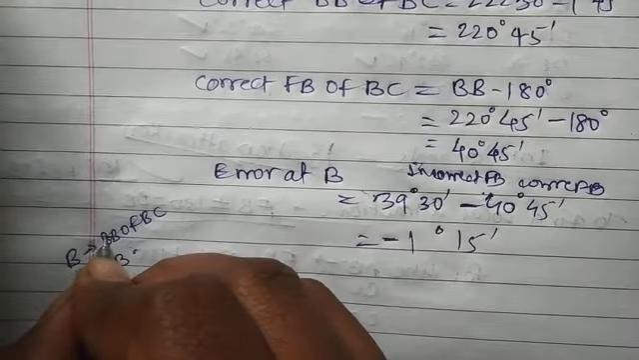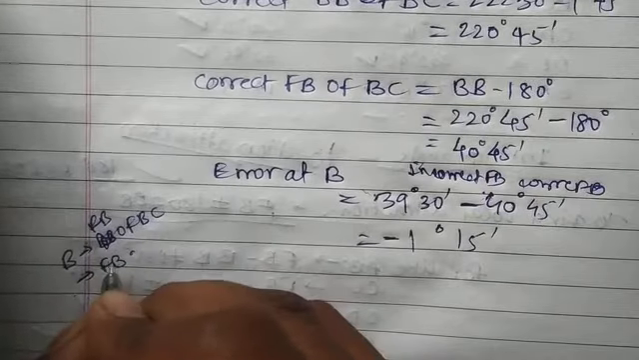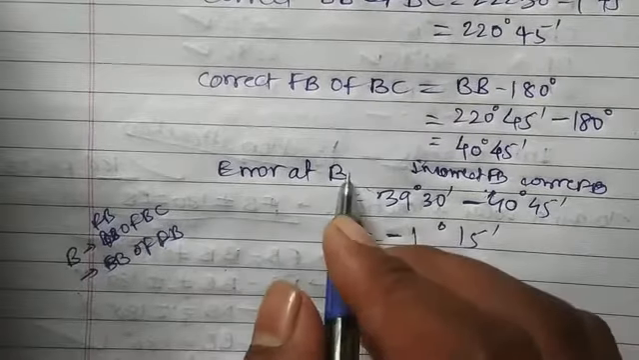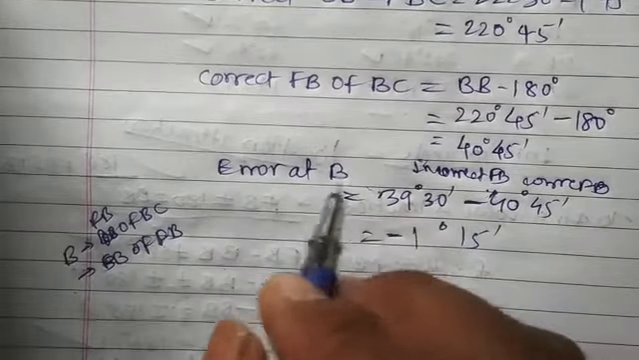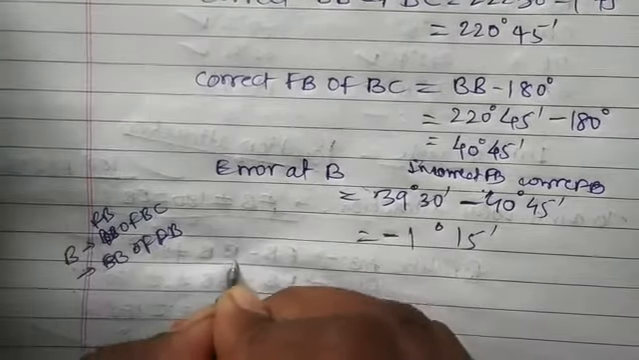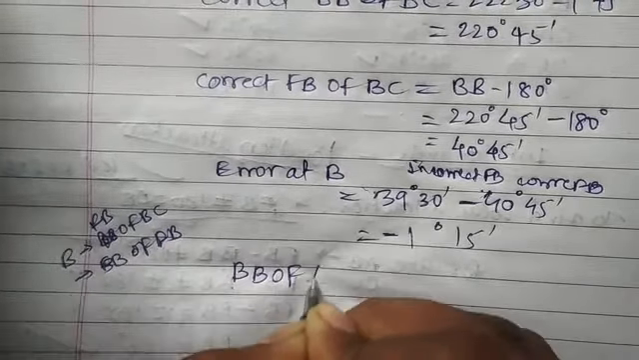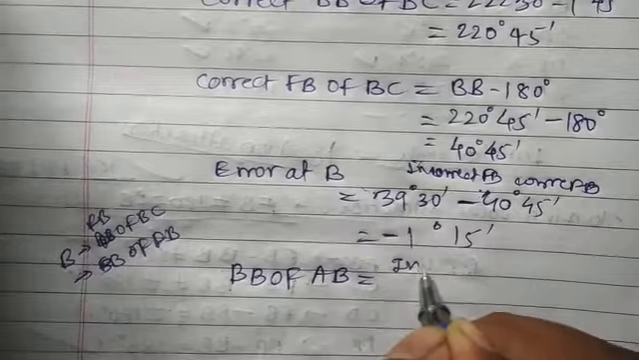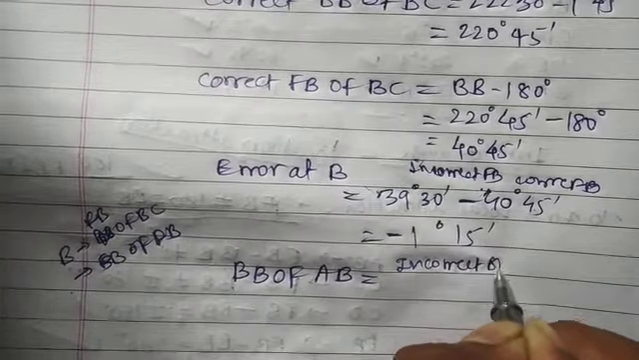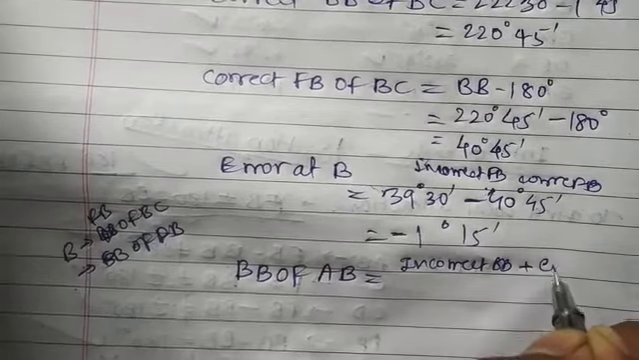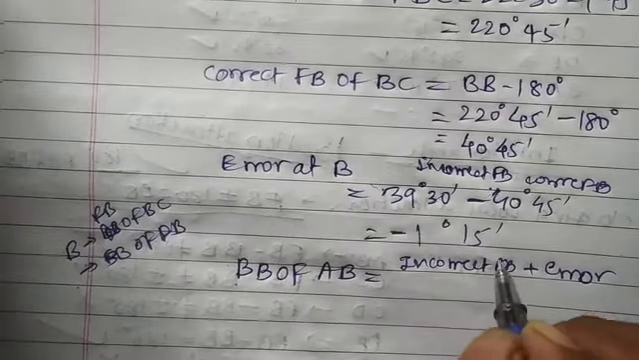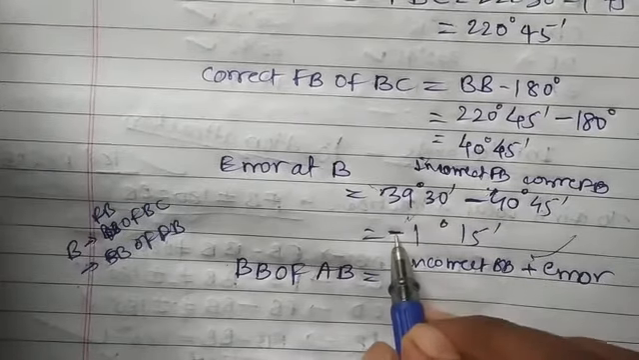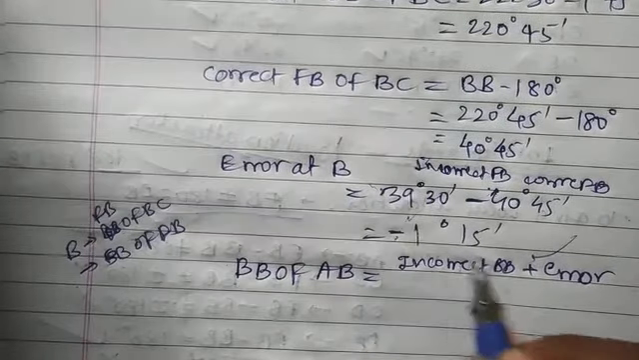At B two bearings are taken. First one is fore bearing of BC, and second one is back bearing of AB. So we have calculated the error from fore bearing. So back bearing of AB will be equal to the incorrect back bearing plus error. We know that we have to use opposite signs here. So if it is minus in this place, we have to use plus here.